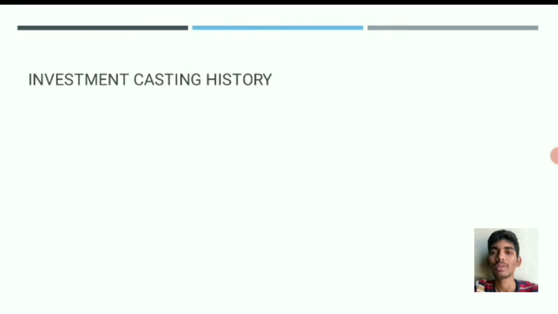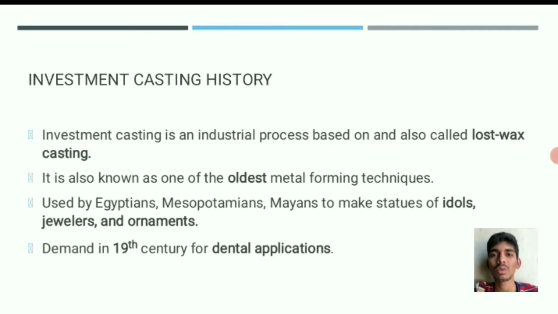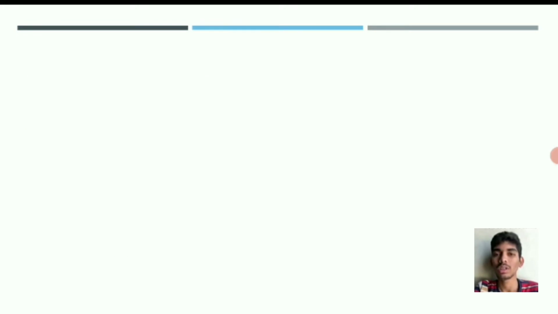Investment casting history. Now let us discuss the history of investment casting. Investment casting is an industrial process, also called lost wax casting. That means in this process we lose the wax. It is also known as one of the oldest metal forming techniques, which was used by Egyptians and others to make idols, jewelry, and ornaments, and it posed high demand in the 19th century for dental applications.